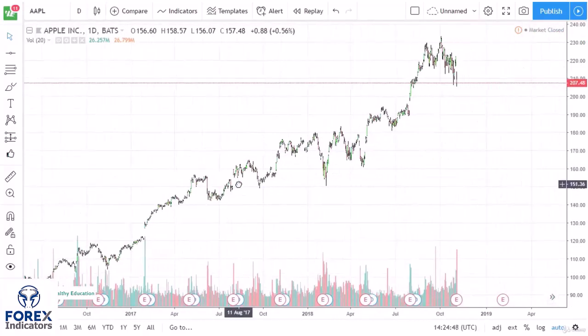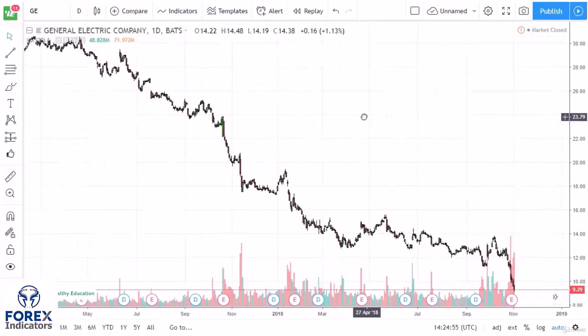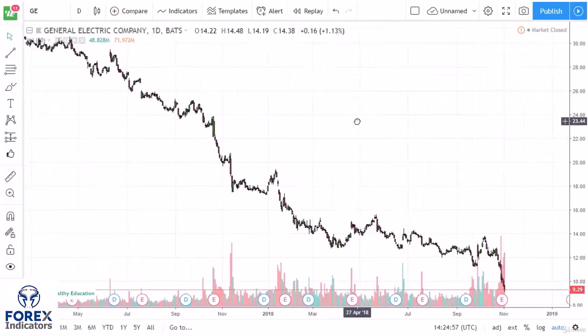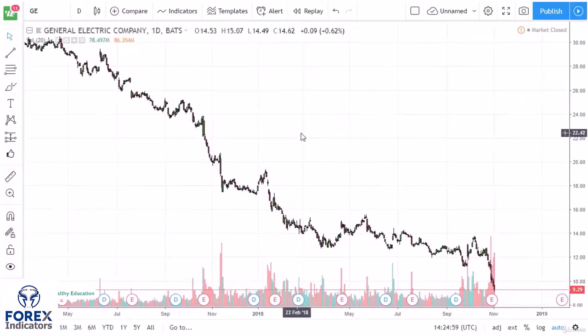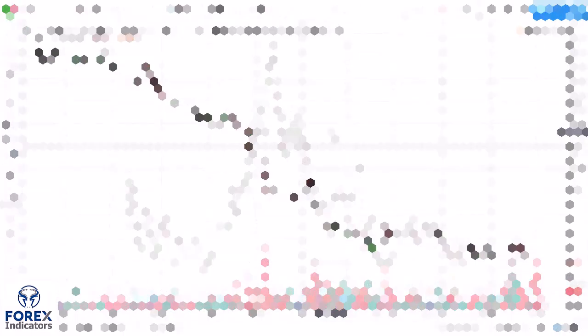Apple's been a winner for a very long time, so it's very difficult to go against it. Just as in the GE chart, it's been hemorrhaging money for ages, now under $10. So you don't necessarily want to buy this based upon technical analysis.